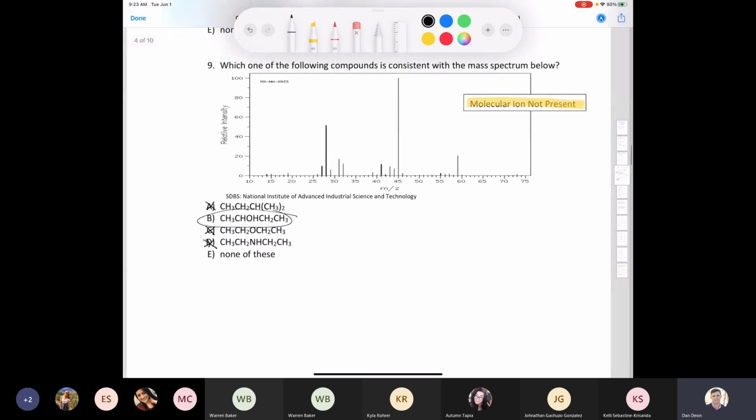If you draw out the structure of that alcohol, I'll draw the bond line structure like this. We can calculate the mass of this alcohol. It's C4H10O. So that means we've got 48 plus 10 plus 16, which gives us a molecular ion that would be equal to 74 for our molar mass. We don't have any 74 over here.